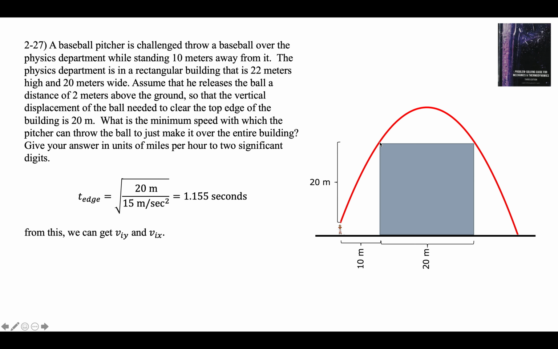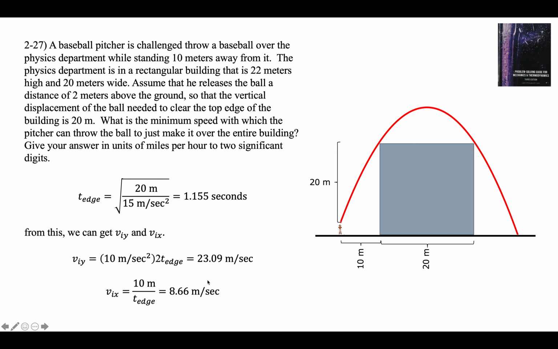From this, we can get v sub I x and v sub I y. V sub I y is 10 meters per second squared times 2 t sub edge. That's 23.09 meters per second. That's the initial vertical component. Initial horizontal component, it takes t edge to go 10 meters. So that's 8.66 meters per second.